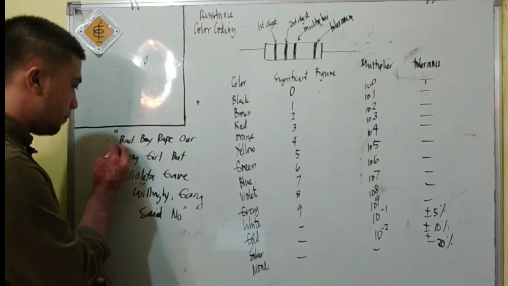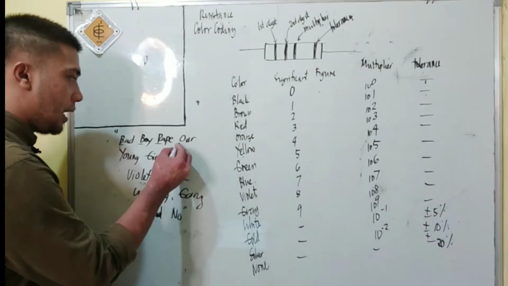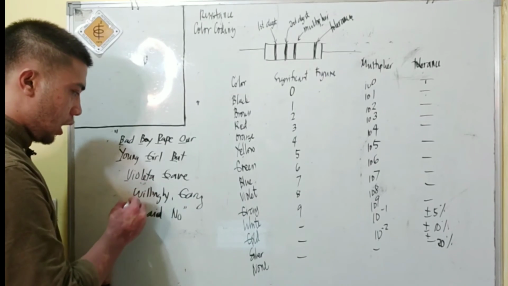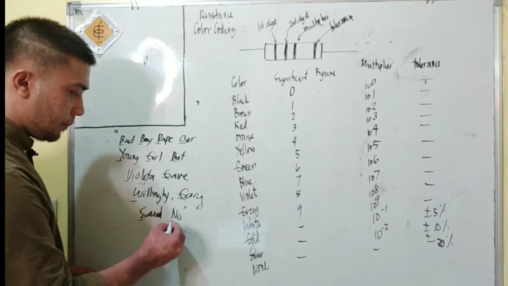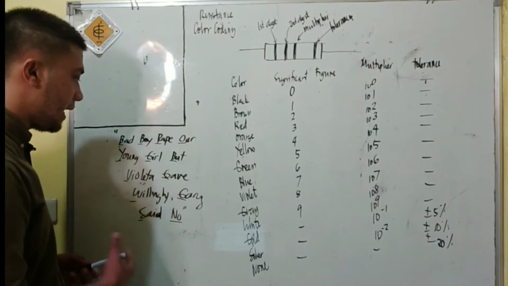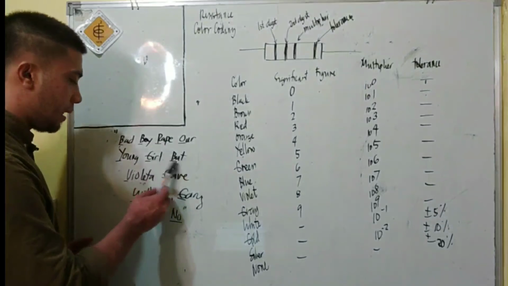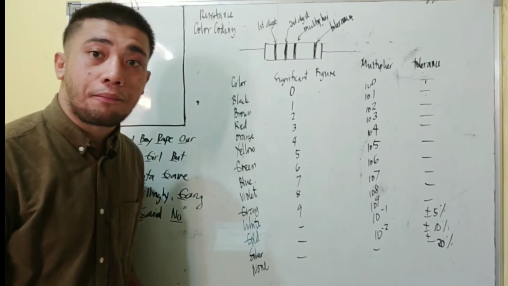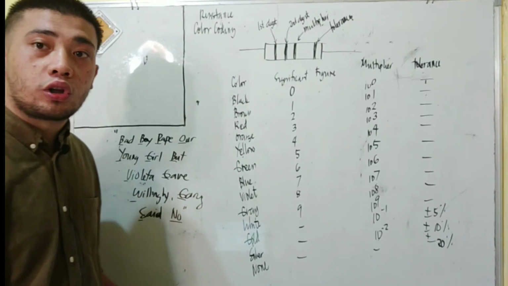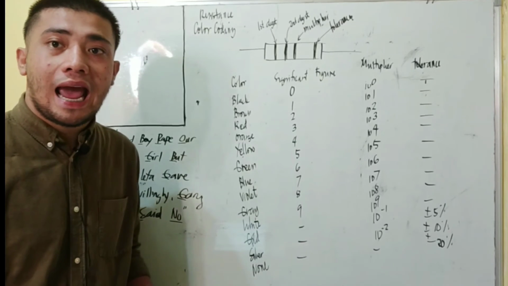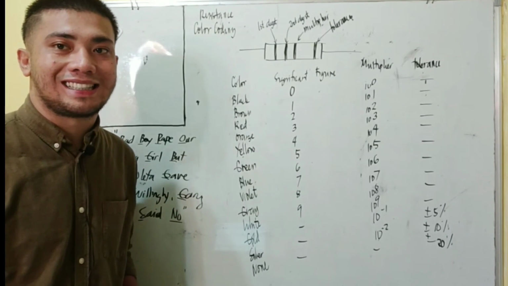For the B-A-D, that is black, brown, red, orange, yellow, green, blue, violet, gray, white, gold, silver, and no color or none. So that's how you're going to memorize it. Again, it's the same mnemonic. So I'm going to cite an example for you to know how you're going to use this principle in naming the value of certain resistors.